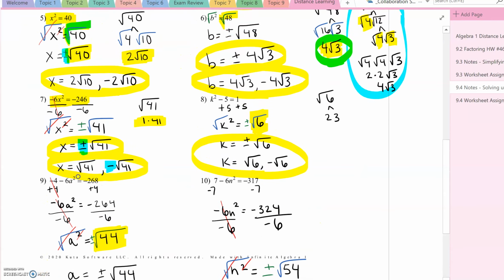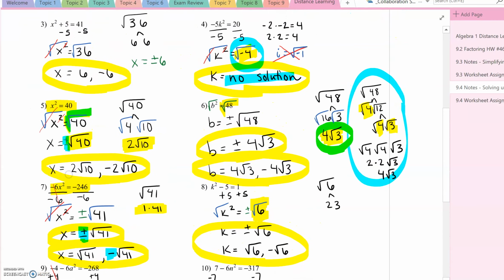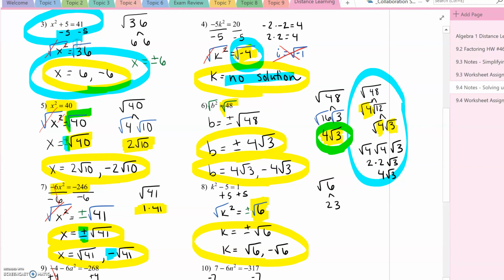I just want to bring this back to what we've been doing throughout the rest of the unit. So keep in mind our answers, for example, to number 3 when we got a positive 6 and a negative 6. Had we decided to graph this equation, we would have gotten the x-intercepts of positive 6 and negative 6. So this all ties together. Everything we've learned in Chapter 9 are all different strategies of solving quadratic equations.